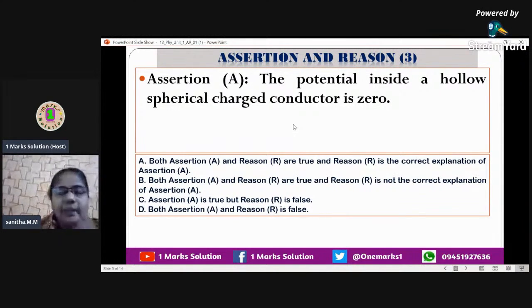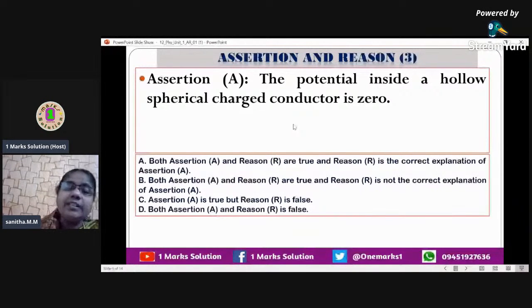No, not at all. Why? Because the potential is constant throughout the volume of the conductor. This also you will get from the electrostatics of conductors. I'm repeating again and again: please study electrostatics of conductors, the 6 points, you will get any one question from them.